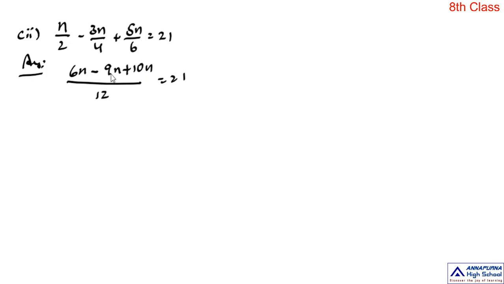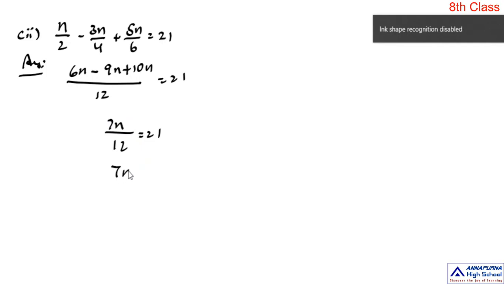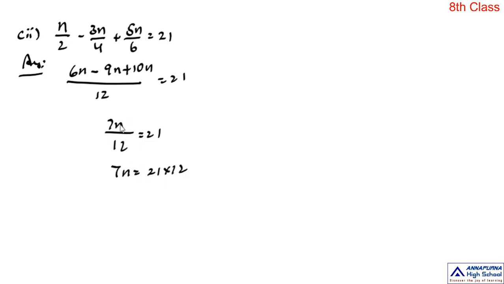Okay, so 6n minus 9n plus 10n, it is equal to 6n minus 9n is minus 3n, plus 10n, it is equal to 7n by 12 is equal to 21. And transpose this 12 to right side. So 7n is equal to 21 into 12. 12 is in the denominator, means it divides 7n. So when you transpose it to right side, it multiplies the right side. Right side we have 21. So 21 into 12.